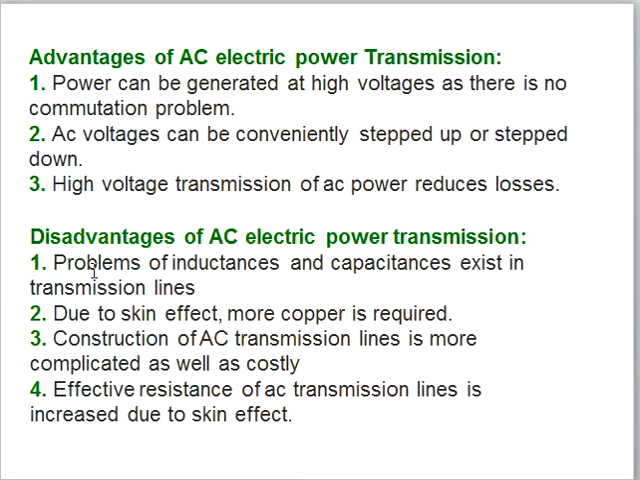Here are some problems or disadvantages. There are problems of inductance and capacitance in transmission lines. There's a skin effect, so more copper is required. Construction of AC transmission lines is more complicated and costly. So the effective resistance of AC lines increases. As you know, a high skin effect will affect the resistance of AC transmission lines.